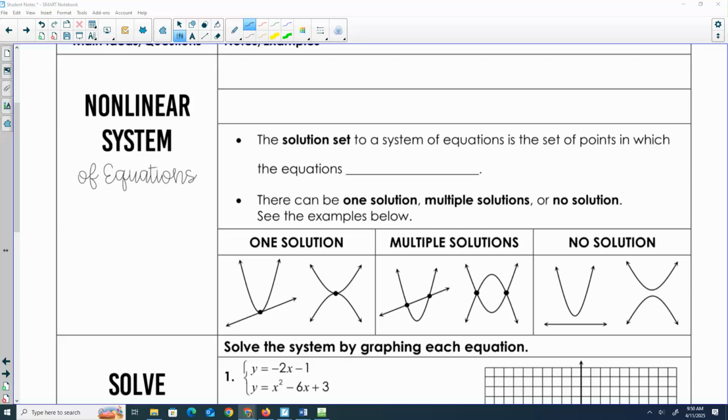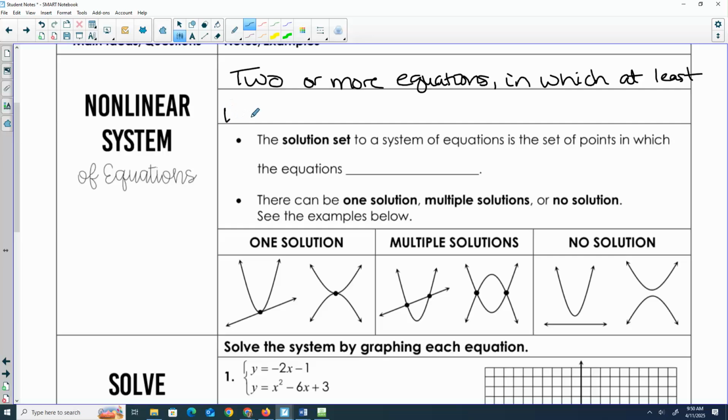Alright, so when we are looking at nonlinear systems, that just means at least one of them is not a line. So it's two or more equations in which at least one is not linear. That means I might have a line and a parabola, or an exponential and a parabola, or an exponential and a line.